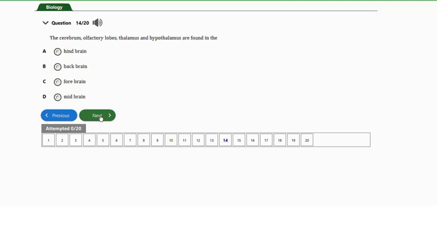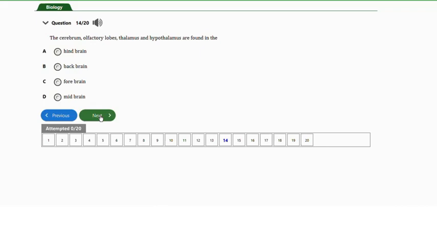So let's look at the next question, and that's question number 14. It says, the cerebrum, olfactory lobe, thalamus, and hypothalamus are found in the A, hindbrain, B, backbrain, C, forebrain, and D, midbrain. So guys, the answer to this question is the forebrain.